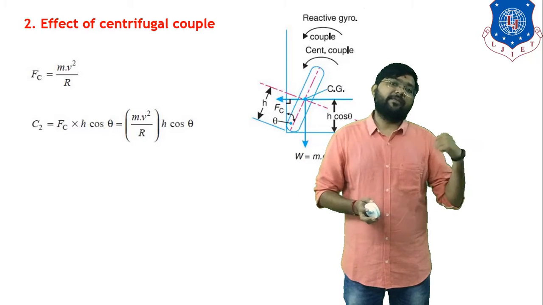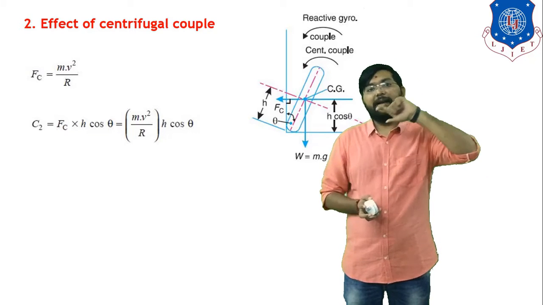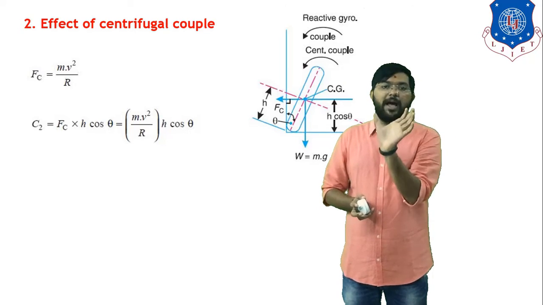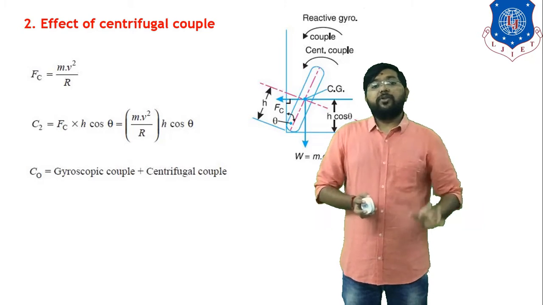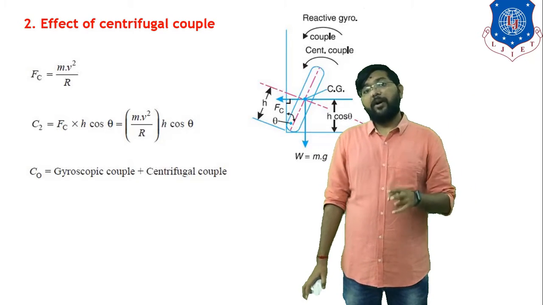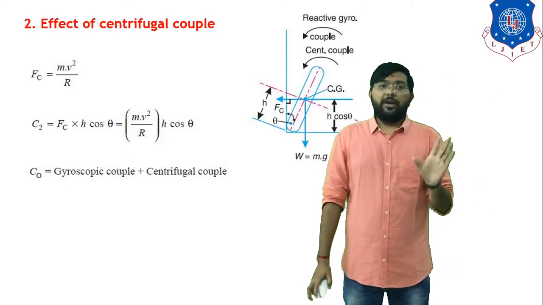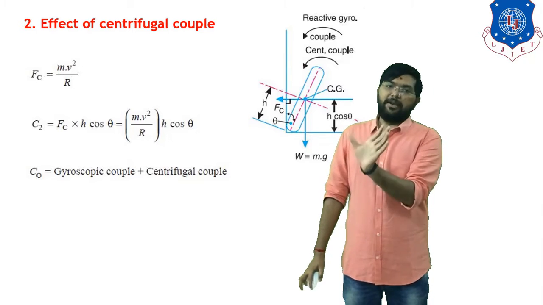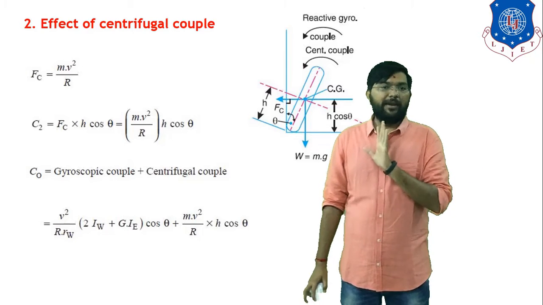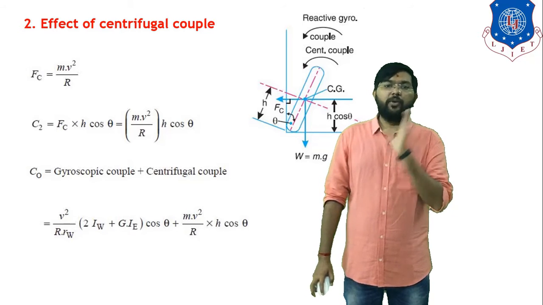Now the equation for the centrifugal couple is Fc into h cos theta. You see in this figure the perpendicular distance is h cos theta. Put the value of centrifugal force over here, that is m v square by r into h cos theta. So you have to calculate the total couple, meaning reactive gyroscopic couple plus centrifugal couple, because both couples act in the outward direction. So total couple is equal to gyroscopic couple plus centrifugal couple. Put both values over here: v square upon small r into capital R, 2 I w plus or minus G I E cos theta, plus m v square by r into h cos theta.